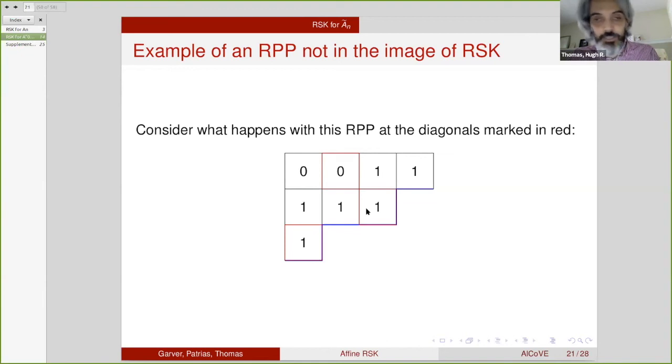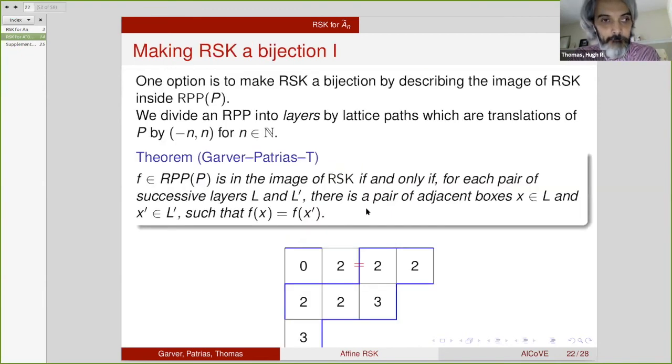There are 2 ways we can make RSK be bijective. One way is to describe the image as a subset of the reverse plane partitions. So to do that, what we do is we look at the reverse plane partition and we divide it into layers by taking our path that defines the reverse plane partition and then taking its translates upwards.